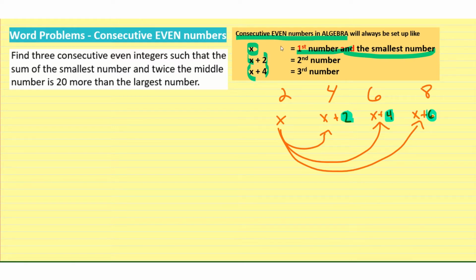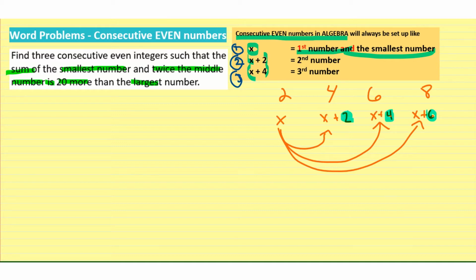Our first number will be reflected as an x, our second number x plus 2, and our third number x plus 4. So let's look at our specific word problem today. We want 3 consecutive even numbers such that the sum of the smallest number and twice the middle number is 20 more than the largest number. Let's break that down and see how we can convert it to math language.